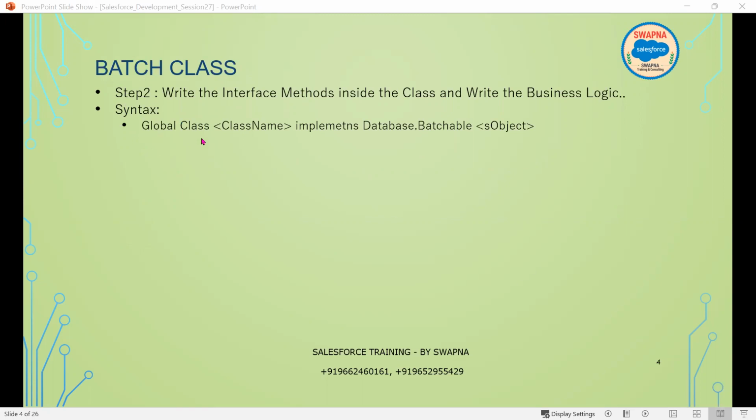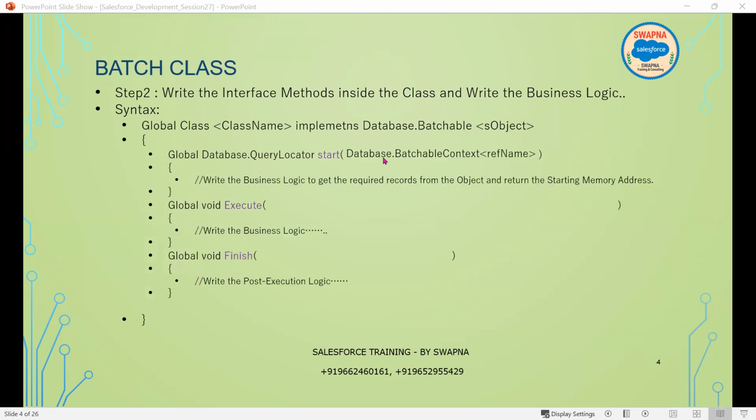Inside the batch class, we implement these methods. The start method has a return type Database.QueryLocator. The execute method does not have any return type, and the finish method also does not have any return type. For start, execute and finish, there is a parameter called Database.BatchableContext. Every method has this. Apart from this, the execute method has another parameter, a list of SObject. You can specify any parameter name here.